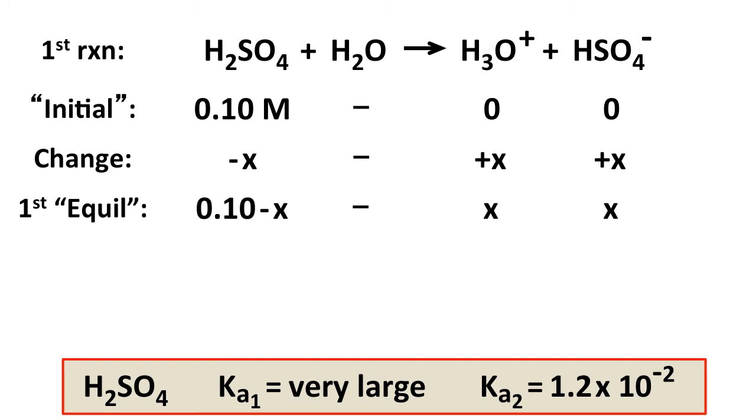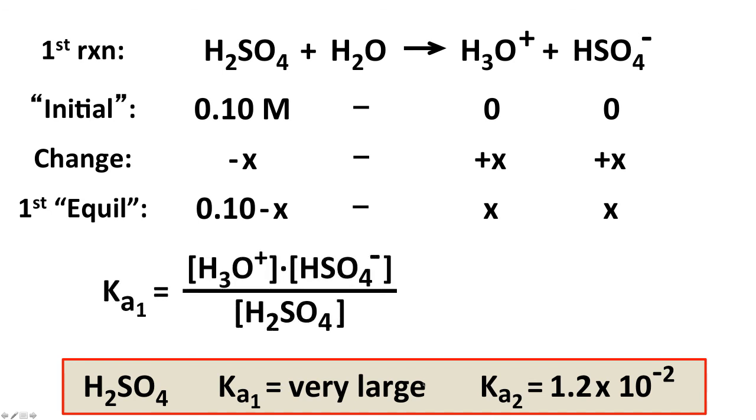Now, in many cases, we'd have a K sub A value and we'd set up our K sub A expression, H3O plus times HSO4 minus over H2SO4, and that ratio will equal some value. And then we'll have to do an equation solving for X. Well, in this case, K sub A1 is very large, too big to even really be measured.